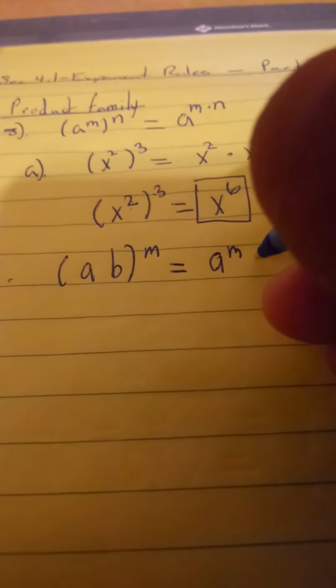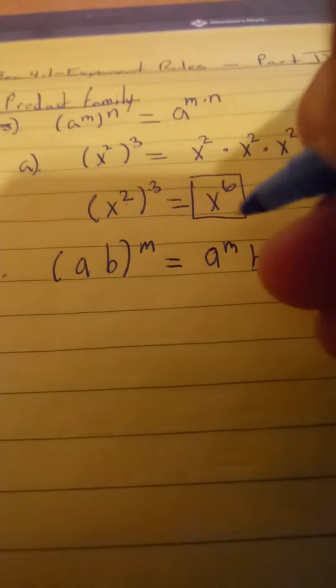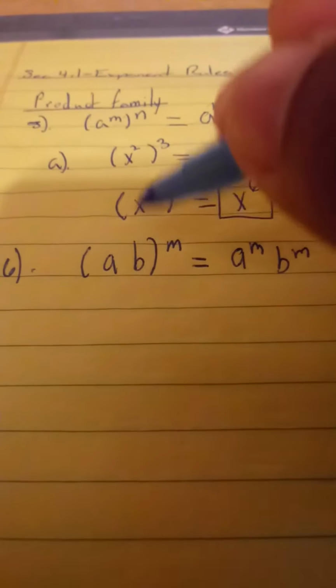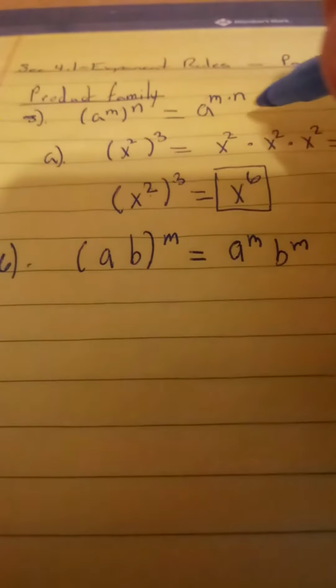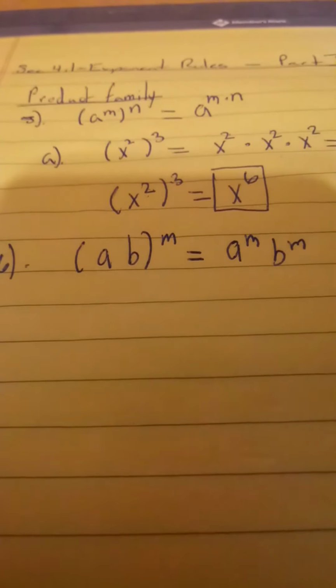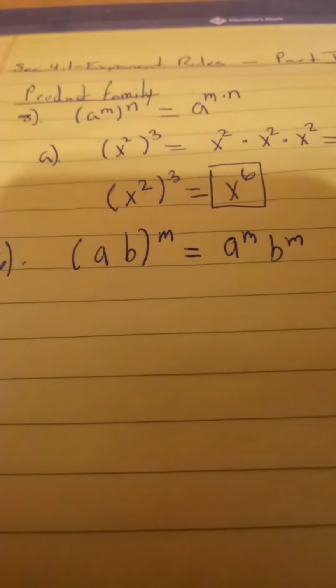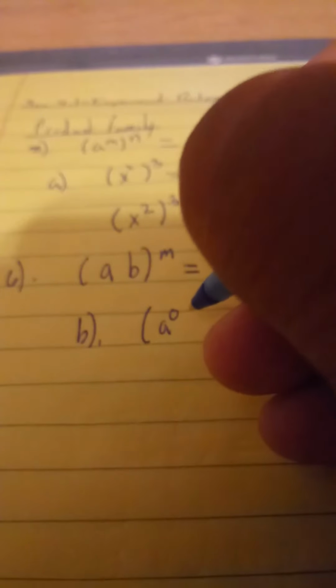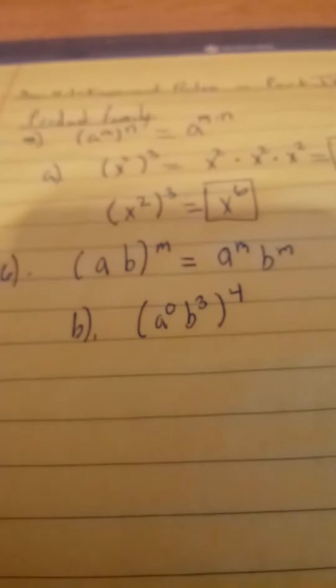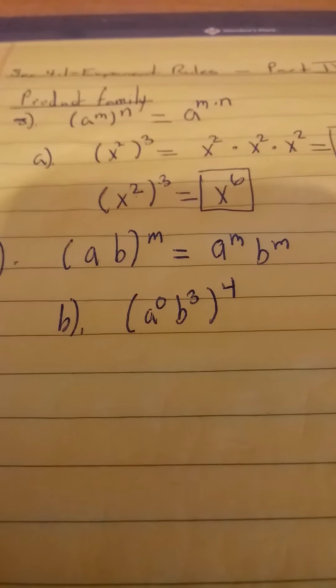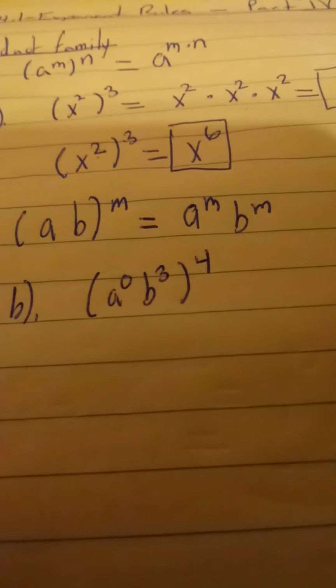So this will be a raised to the m and b raised to the m. If these two had other exponents, then you would apply that exponent rule, which would mean that you would multiply the exponents. So let's take a look at a couple of examples dealing with that one. If you take a look at letter B, you have a raised to the 0, b raised to the third, and both of them are being raised to the fourth power. Now this is what I was telling you before. Normally these two exponent rules are going to work together.